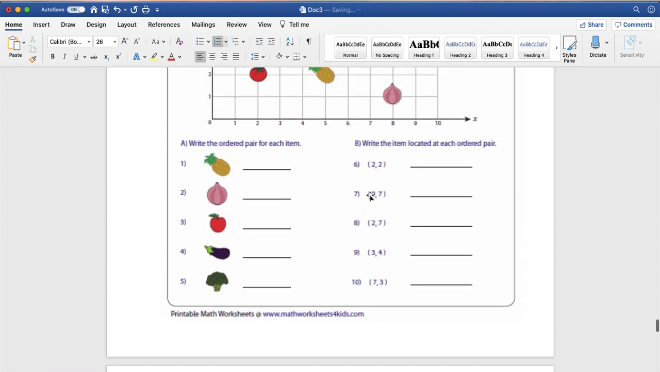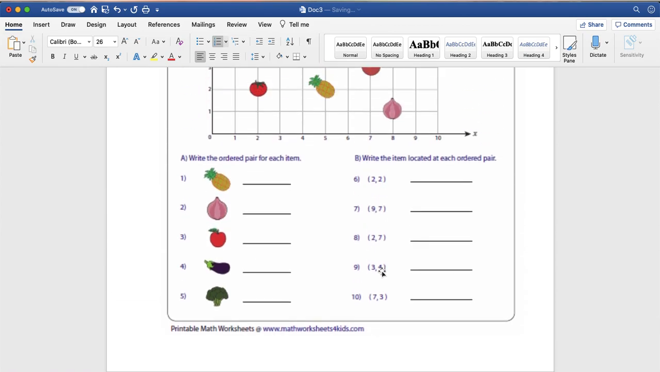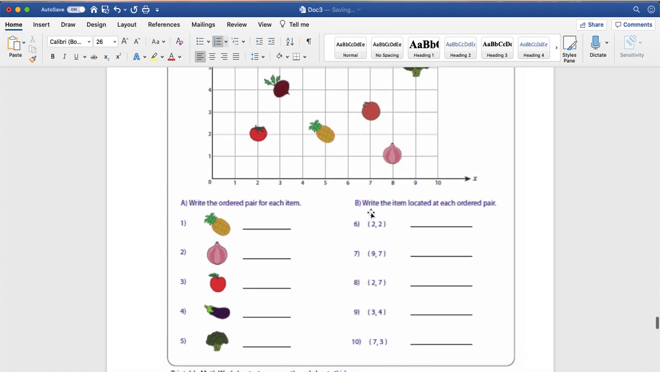Now my next section says, over here from 1 to 5, I needed to find the directions of how to get to these fruits and veggies. But over here, I'm given the directions. So now I just need to locate these items. I'm given the directions, and now I just need to see what item is there.